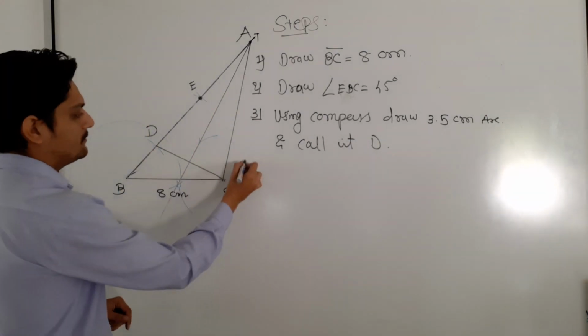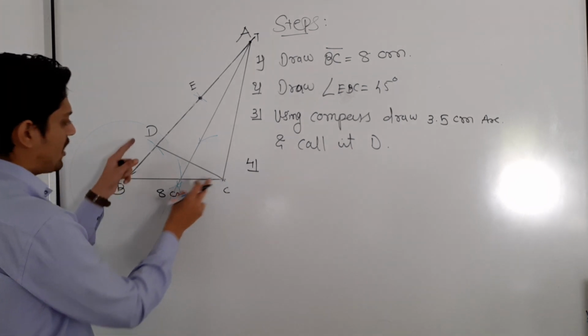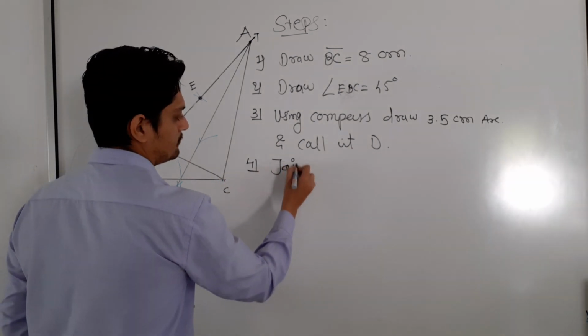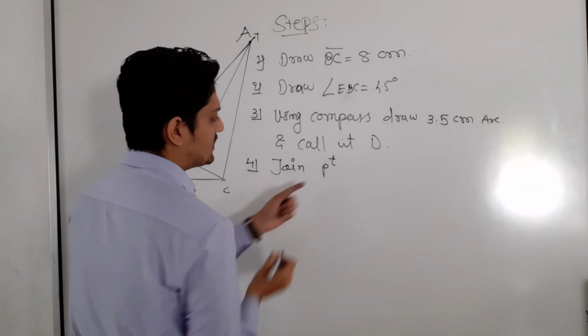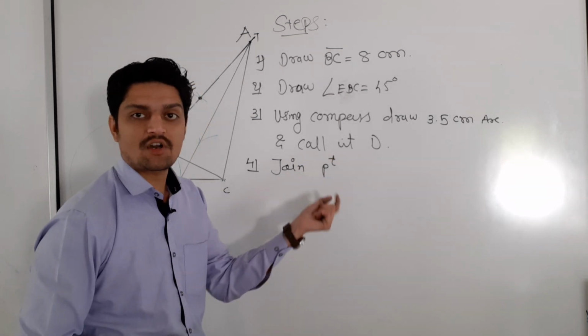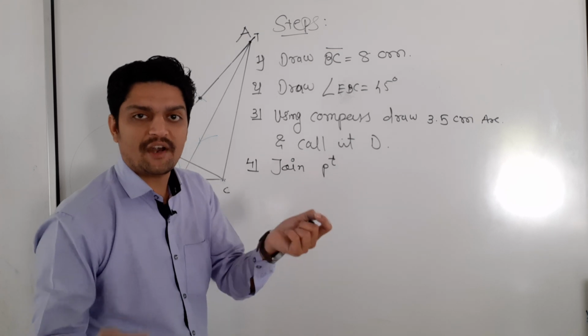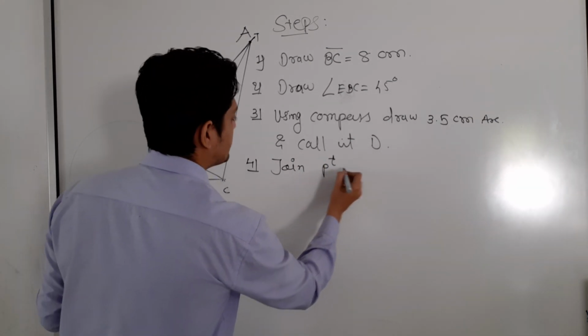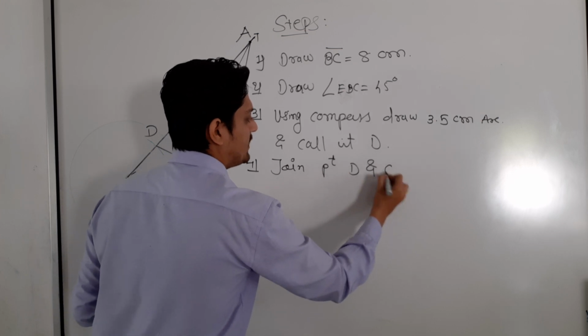Then fourth point: join line segment, join point D and C. Pt is the short and authentic form of point. Join point D and C.